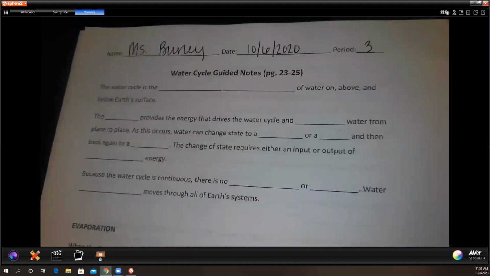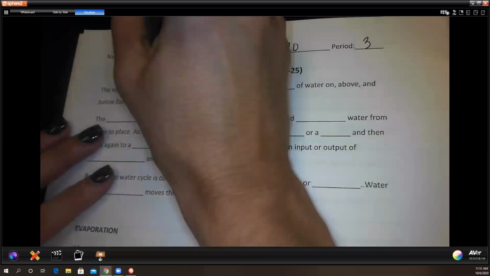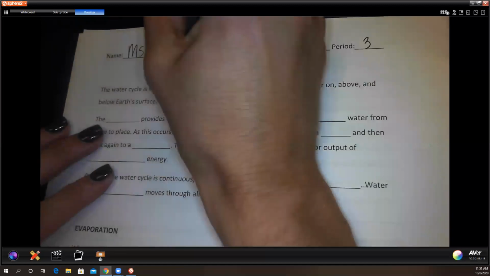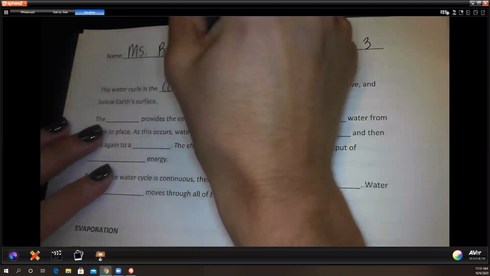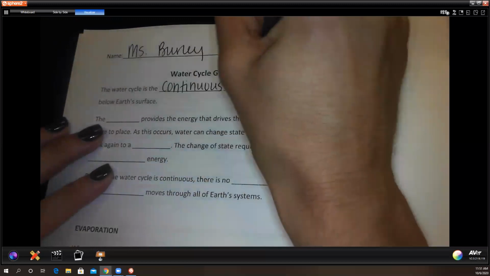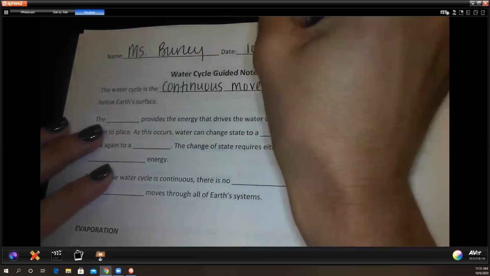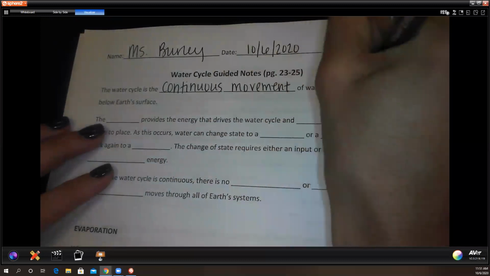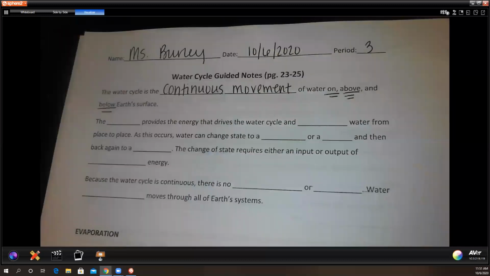All right, so the water cycle is the continuous movement of water on, above, and below Earth's surface.